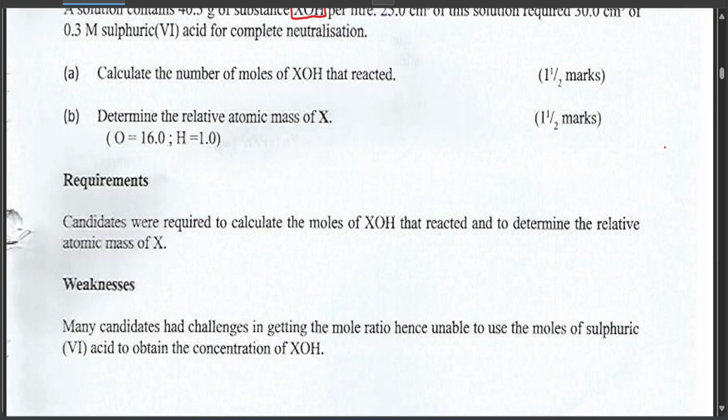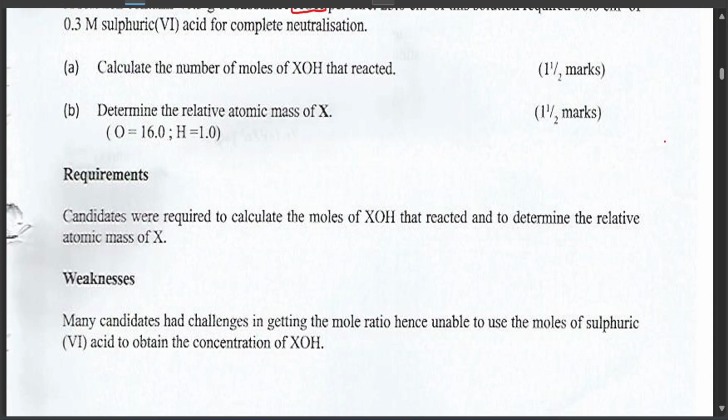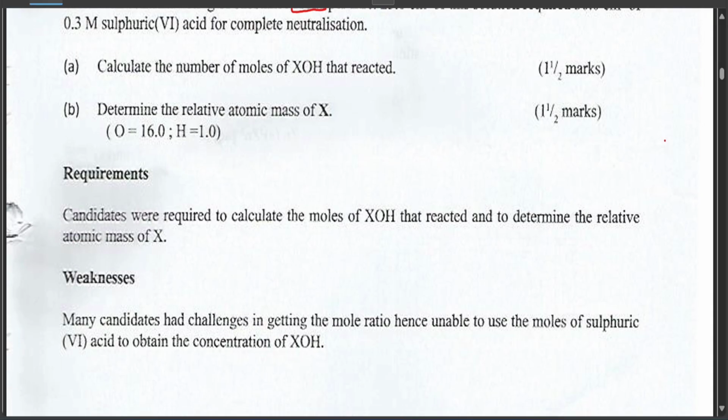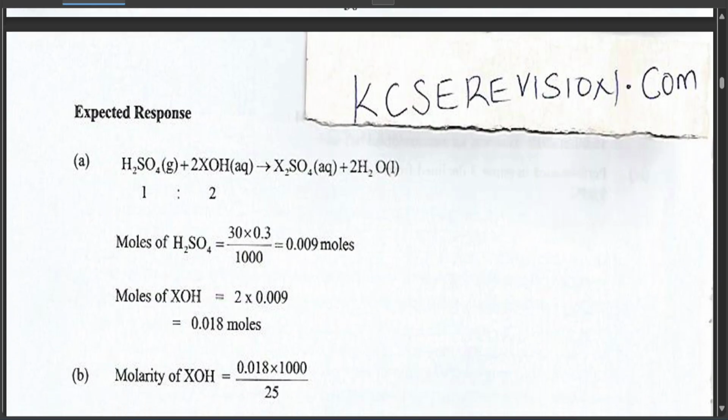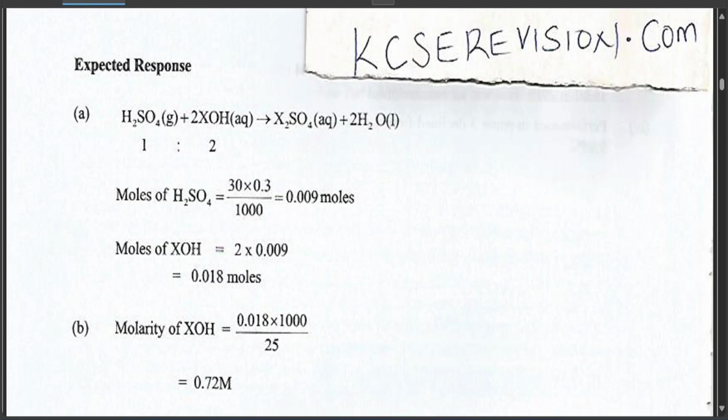So here we've been told that many candidates had challenges in getting the mole ratio, hence were unable to use the moles of sulfuric(VI) acid to obtain the concentration of XOH, X hydroxide. We don't know which hydroxide that is. So the expected response is this. Basically we have sulfuric acid and we have XOH. Now XOH means that the valency for X is 1 and OH is 1. So just know that the valency for X is 1.